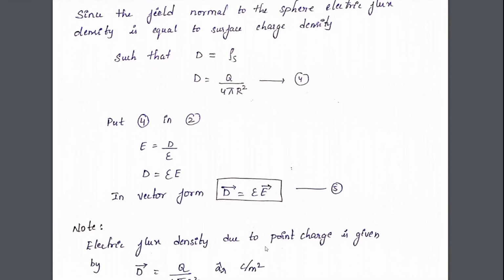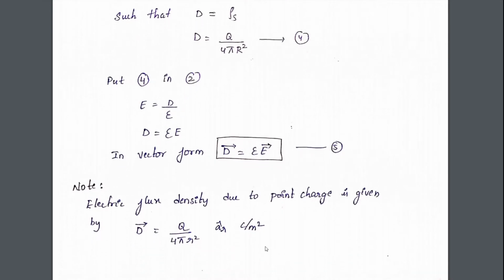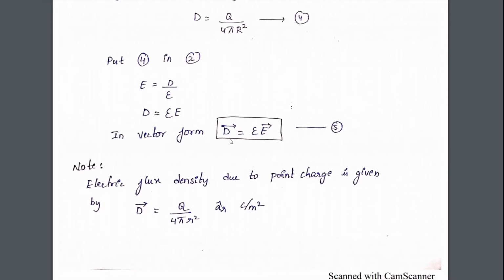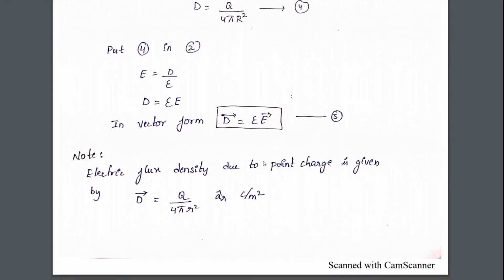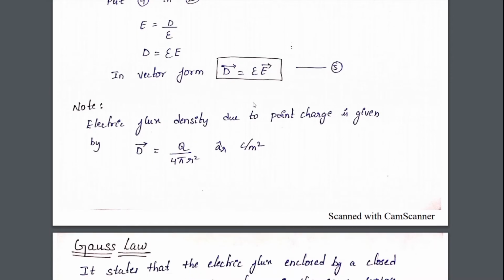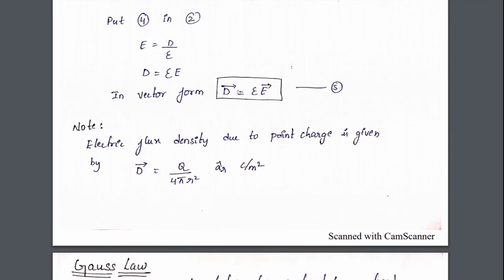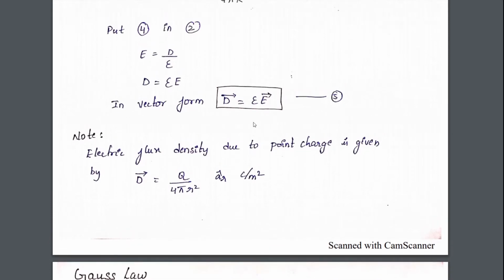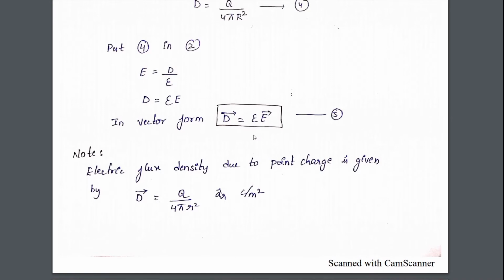So this equation 5 gives you the relationship between electric field intensity and electric flux density. It is just a multiplier of the dielectric constant epsilon. Understood? So what will be the expression for D now? It is epsilon into E, which means D will become Q by 4 pi R square into a R, in the vector form you can write. And the unit is coulomb per meter square, because it is flux upon area, that is coulomb per meter square. So this is the relation between electric flux density and electric field intensity.